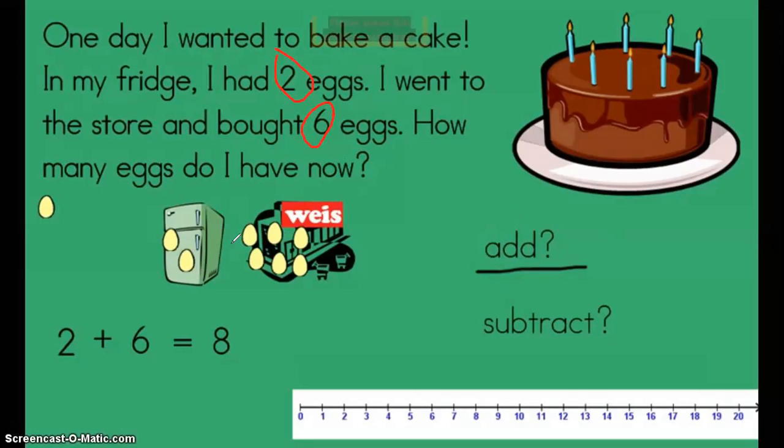So I'm going to put together. So that means I am going to do the addition here. So let's circle addition and let's do it. I have 2 eggs plus 6 eggs. So 2 plus 6 equals 8 eggs. So this is how I'm going to do my problem solving. So whether we have to choose whether it is addition or whether it is subtraction. So let's see.